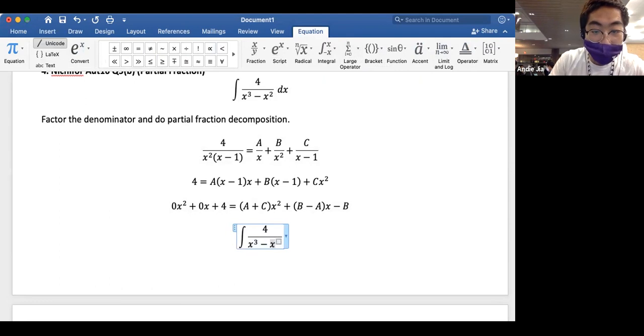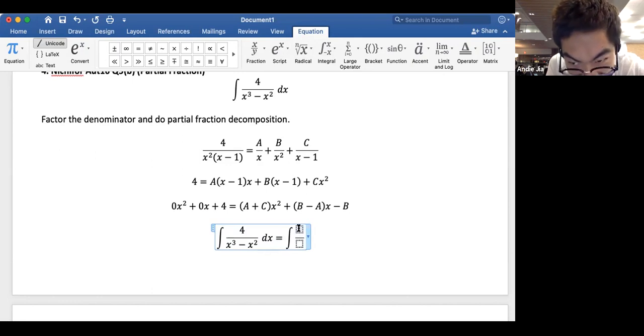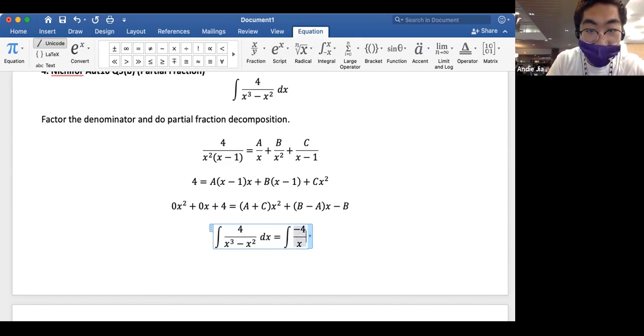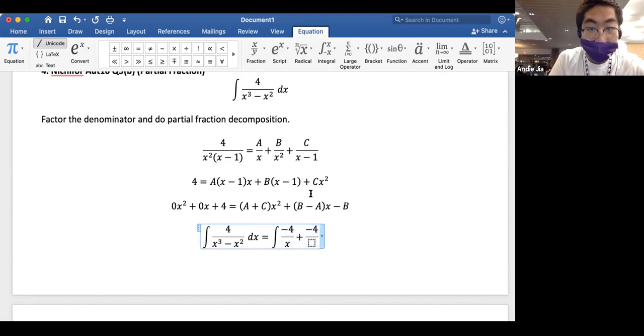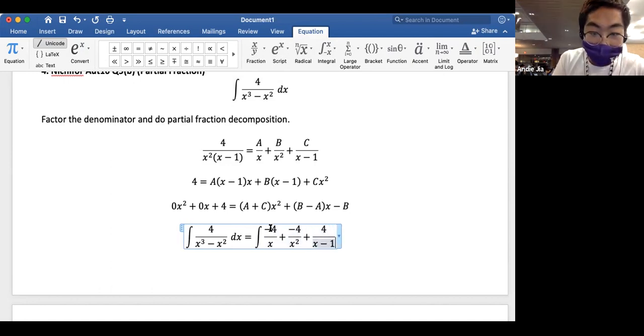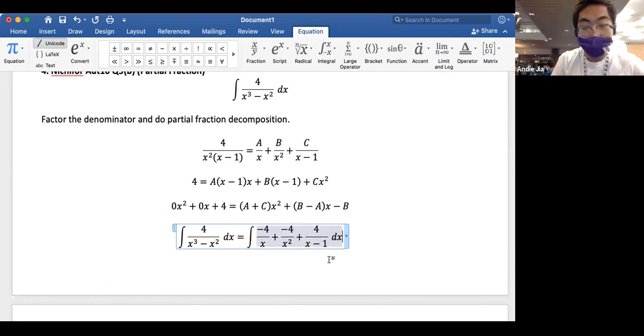Minus x squared x is equal to the integral of a is -4 over x, plus b also is -4 x squared, plus c is 4. We can write this as, yep. So does this make sense to you?